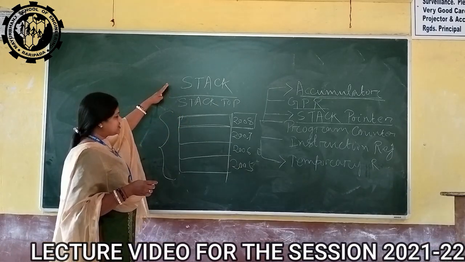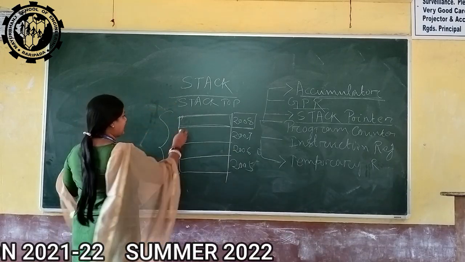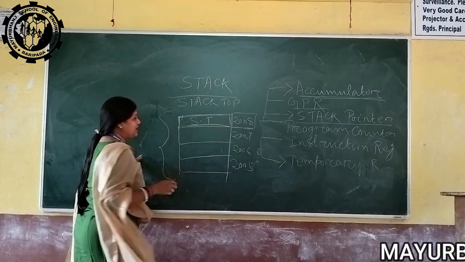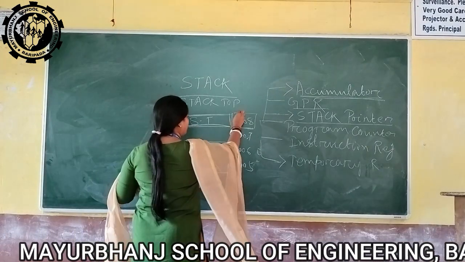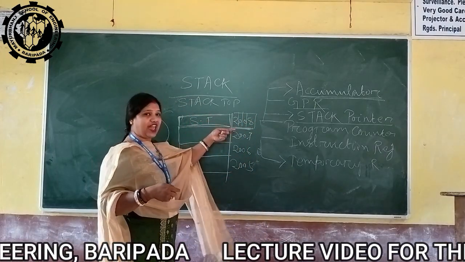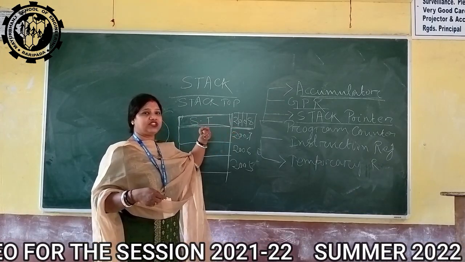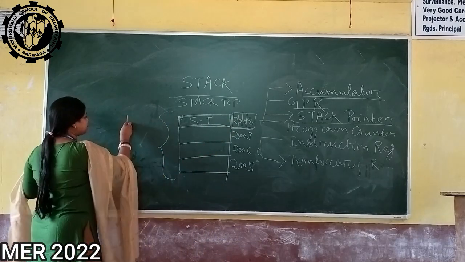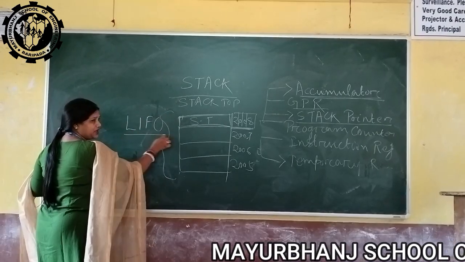So what is stack? Stack is a sequence of memory locations. What is stack top? The last memory location of the stack is known as stack top. And what is stack pointer? The 16-bit register which holds the address of the stack top is known as stack pointer. And it always uses the LIFO principle.